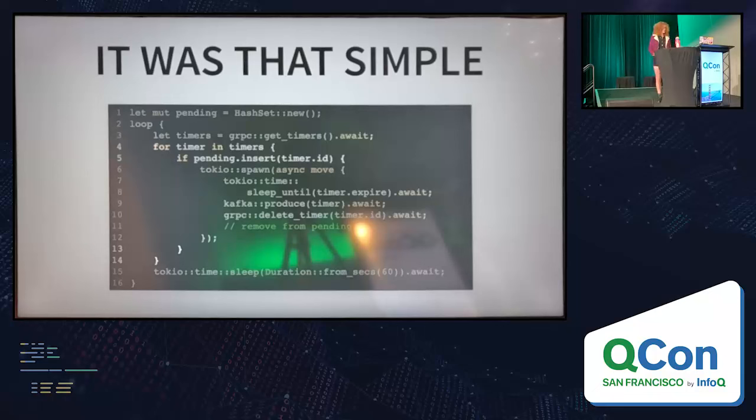If they were not known to the instance, we would spawn an asynchronous task using Tokio, use their built-in timer mechanism. When that timer expires, we would produce the Kafka event, delete the timer from the gRPC interface, and then there was a bit of additional synchronization code that was required to communicate this back to the main task so that we could remove that particular timer ID from the hash set. That was kind of the only complicated piece here. But the real service implementation is really not a whole lot more complicated than this.